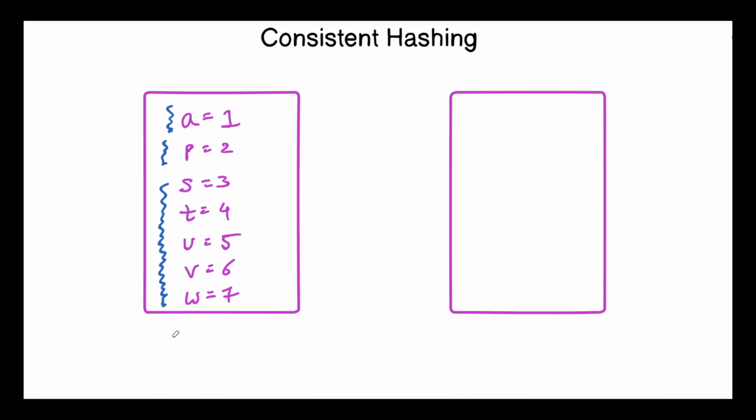Now let's say you have a data set which contains all these values. If we consider the previous case, then A equal to 1 will be in the first segment, P equal to 2 will be in the second segment, and the rest of the data points will be in the third segment. Here we can clearly see our data is unevenly distributed. But passing all these key values through a hash function will give us uniformly distributed data.